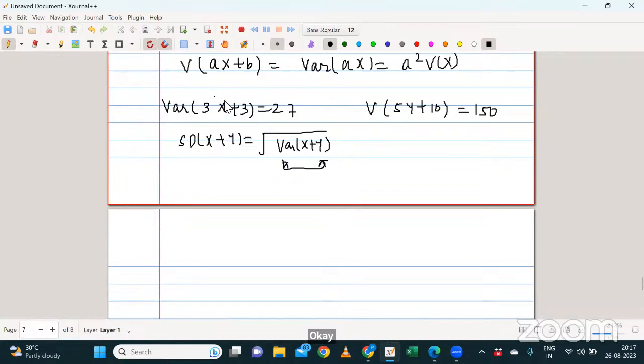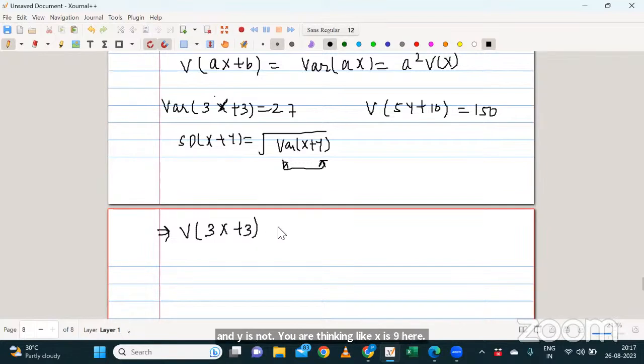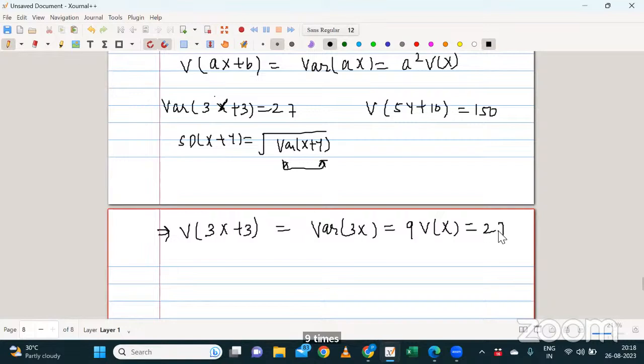It's not that you are thinking x is 9 here. x is not 9. What is the meaning of variance of 3x plus 3 here? Can I write variance of 3x? Yes or no? Yes. So this is nothing but 9 times variance of x. This is 27. If this is 27, that means variance of x is 3. I considered that as 3 itself. That's the problem.